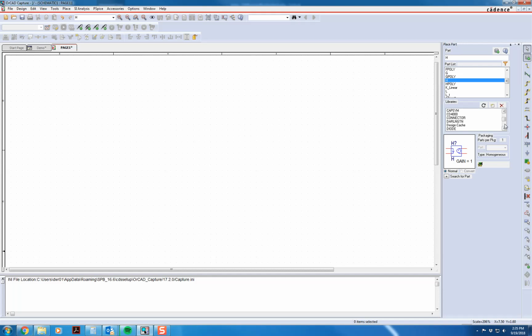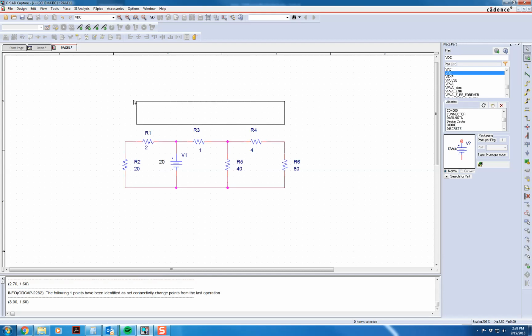Alright, and magically we're back. So I've got this set up here. I've got the resistors drawn: my 2, 1, 4 ohm, my 40 ohm, and my 80 ohm. Now I know over here and then up here are voltage sources. So we're going to add those in.